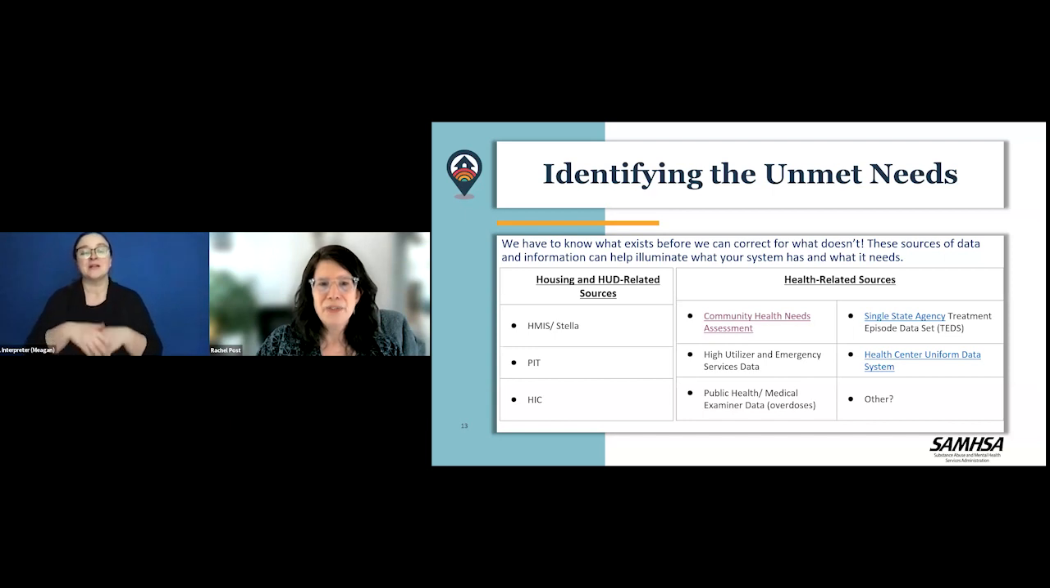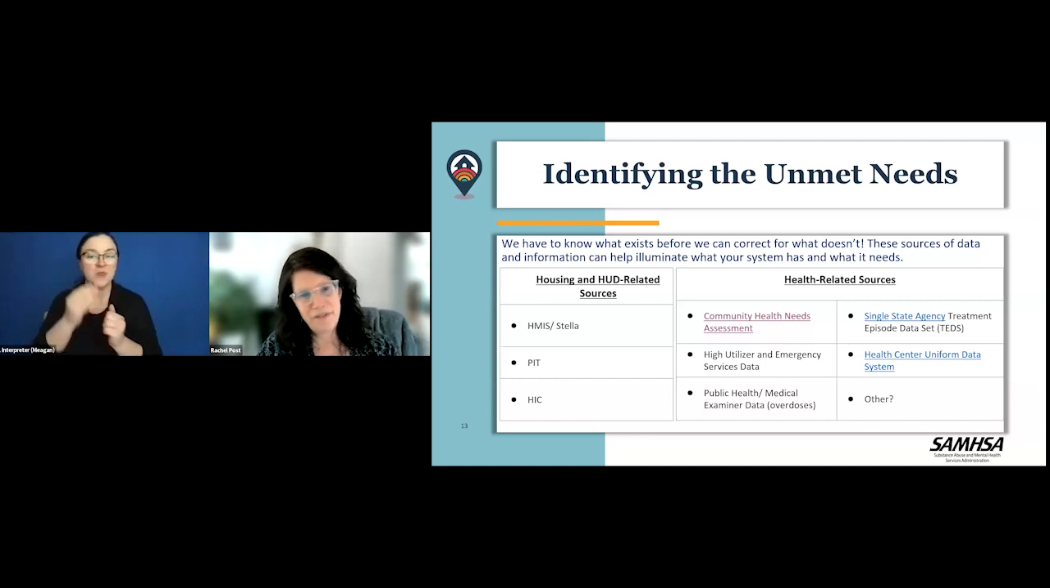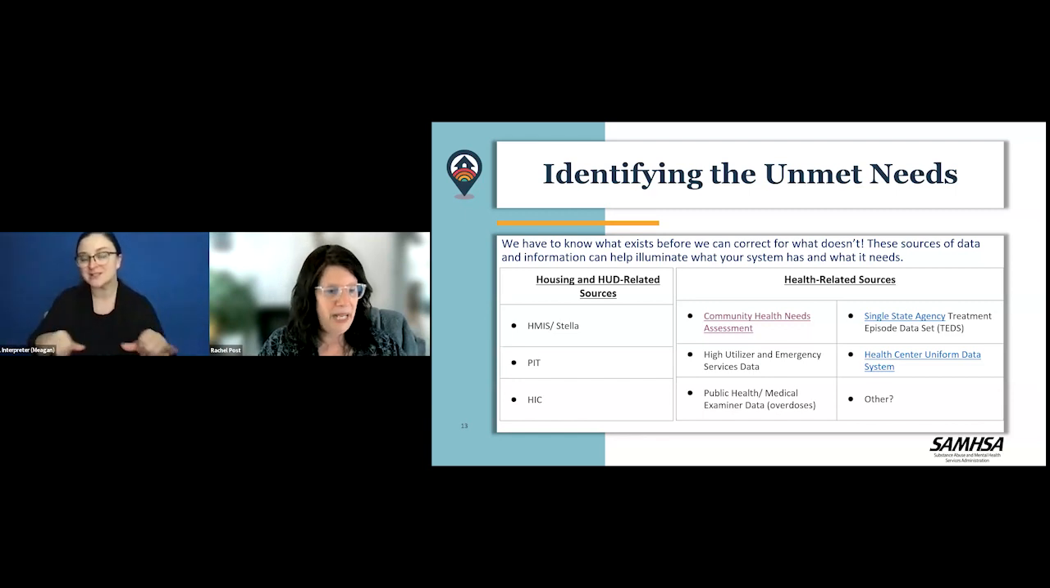What different sources of data are available that you can use to think about the different partners that you need at the table based on the population needs? So we know you guys are familiar with the homeless management information system, and many of you are entering information into that system on a regular basis. Maybe you have familiarized yourself with the kinds of data reports that you can get out of Stella.